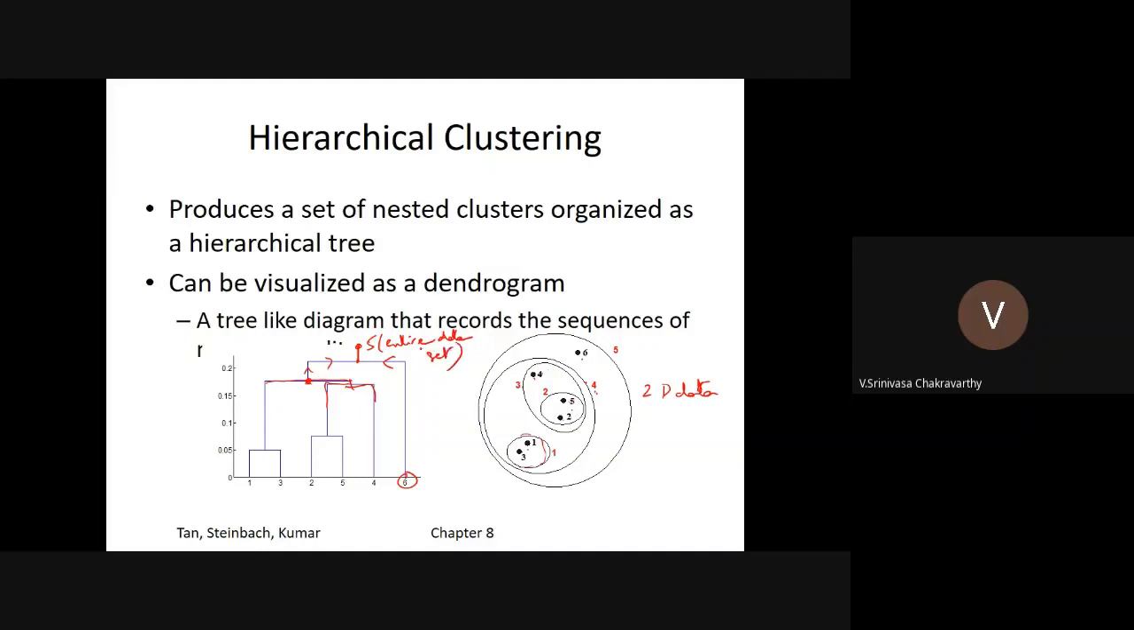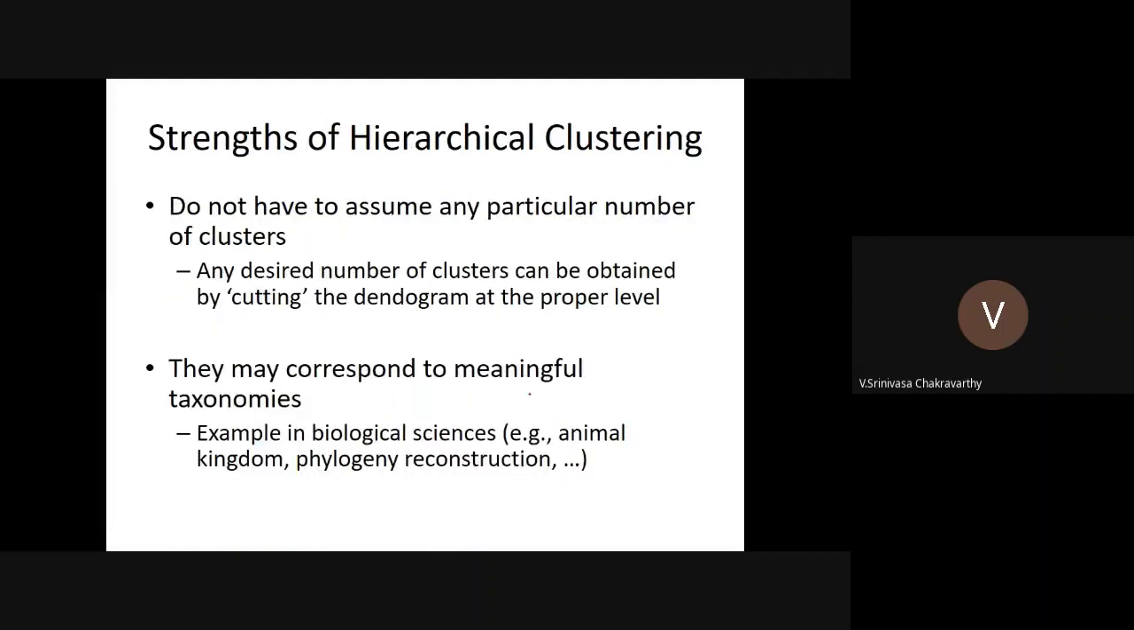So this is how hierarchical clustering works. But we haven't said anything about the basis by which you combine points like this. Why are we combining 1 and 3 into one cluster? Why are we combining 5 into another cluster? And why are we combining it to 4? So this we will see as we go along.